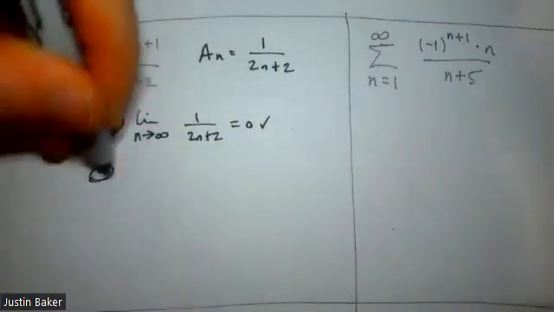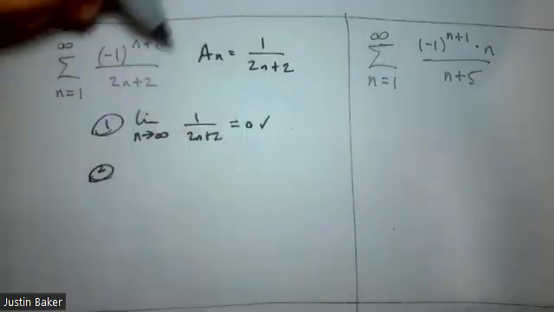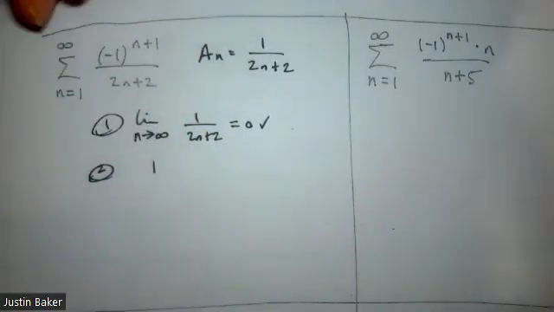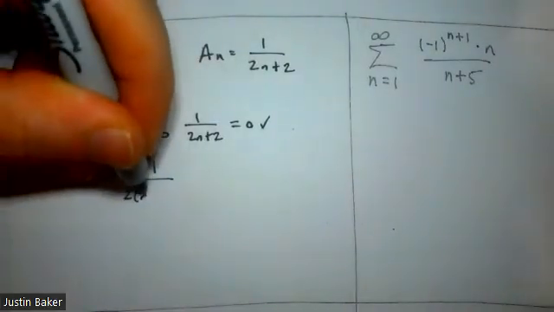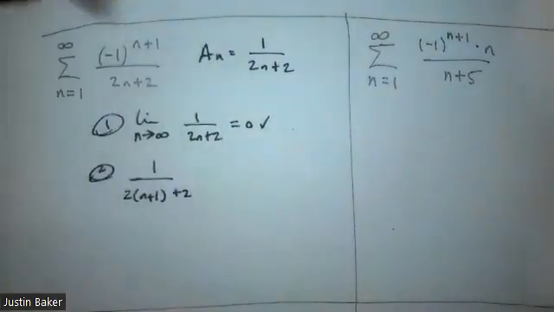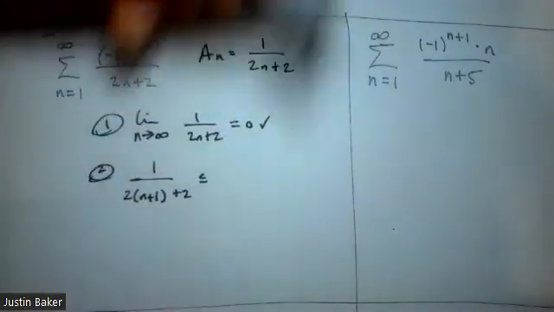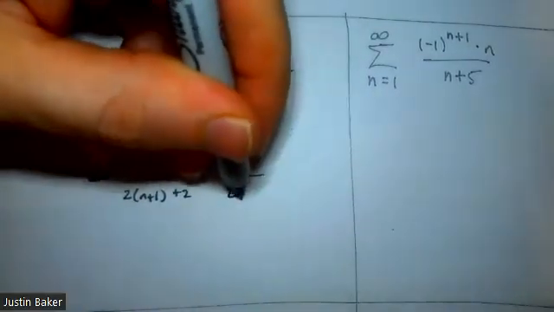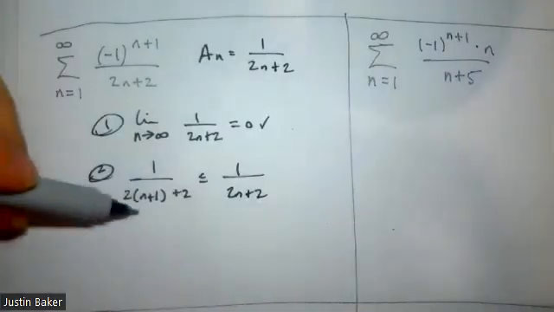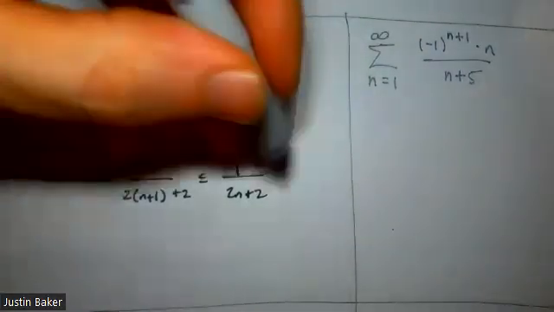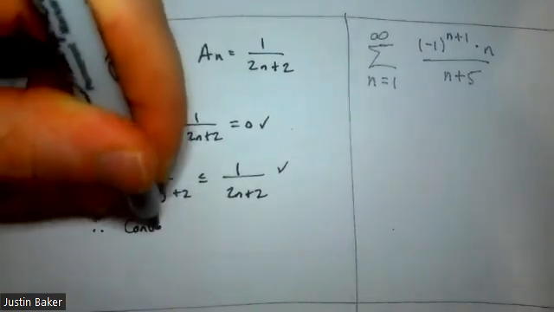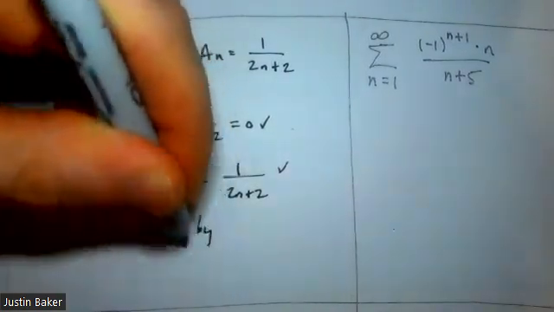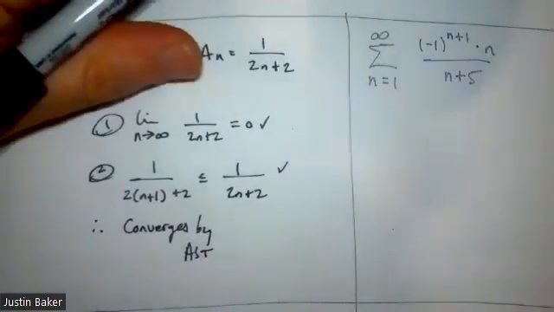And then the second rule, if we plug in an n plus 1 into this would be 2 times n plus 1, plus 2. Is that less than or equal to the original term? And yes, it would be, because this is going to be a bigger number on the bottom. So this checks and checks. So therefore, the original thing up there converges by the alternating series test.